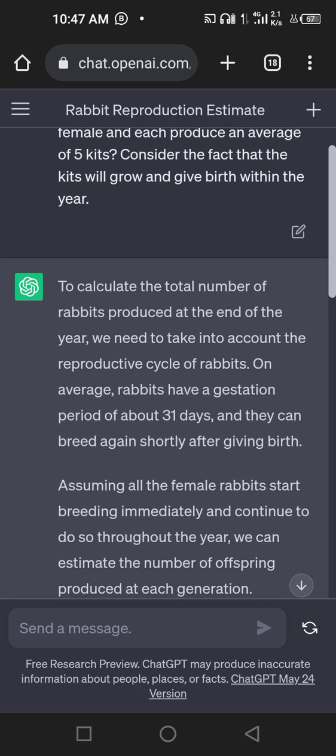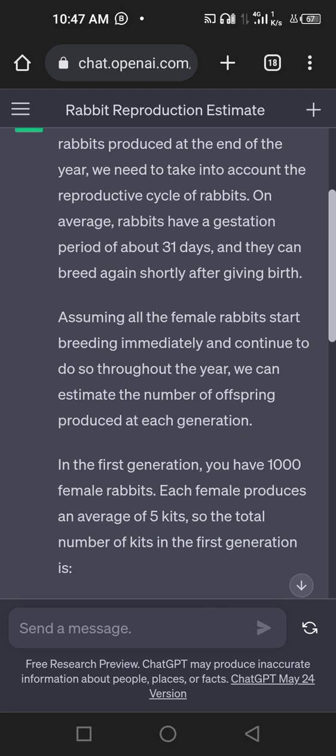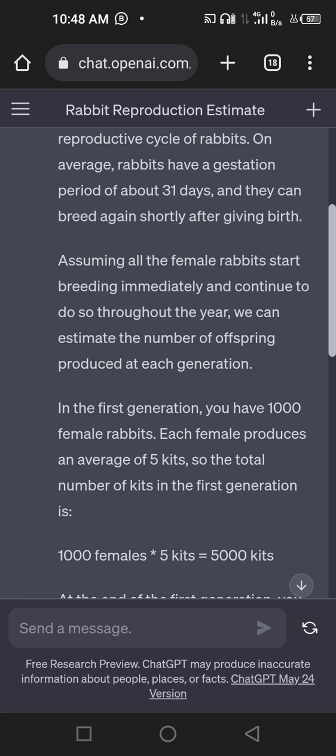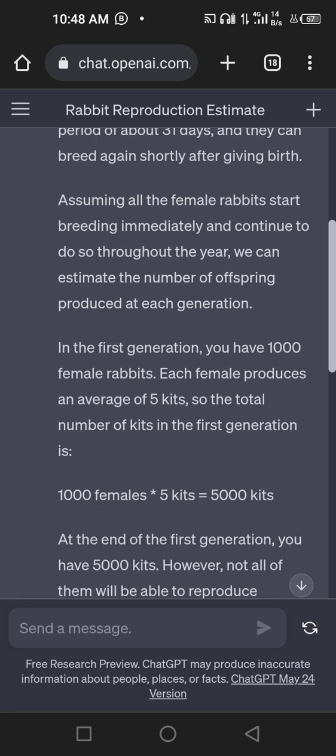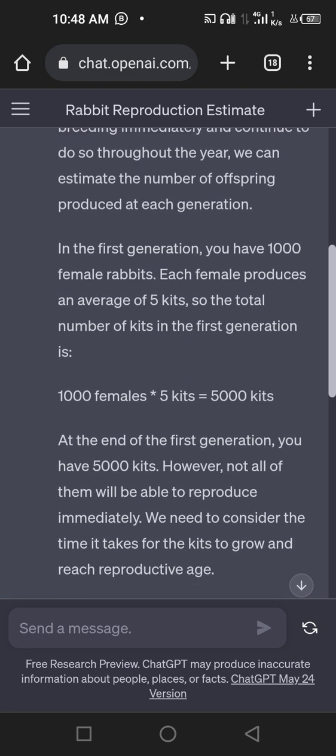Now, to calculate the total number of rabbits produced at the end of the year, we need to take into account the reproductive cycle of rabbits. On average, rabbits have a gestation period of about 31 days and they can breed again shortly after giving birth. Assuming all the female rabbits start breeding immediately and continue to do so throughout the year, we can estimate the number of offsprings produced at each generation.